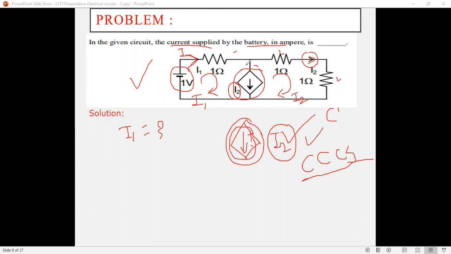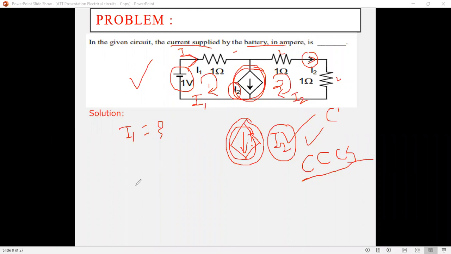So see, here there is one dependent source. On the other side there is no source. So you just apply super mesh analysis. Can super mesh analysis be used here? Because in between two meshes, between this and this mesh, there is a current source. So it is a dependent source, but it is a current source.